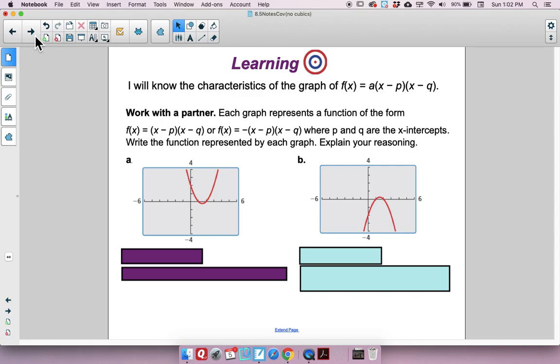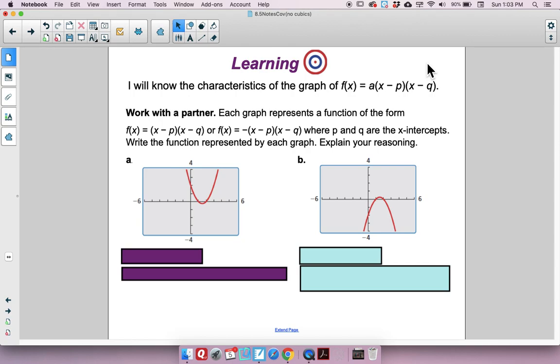All right, moving forward, our learning target. I will know the characteristics of the graph of f of x equals a times the quantity x minus p, x minus q. That's going to be a new form that we're going to be learning about that will help us, and again, make this more efficient in being able to graph and also to describe graphs.